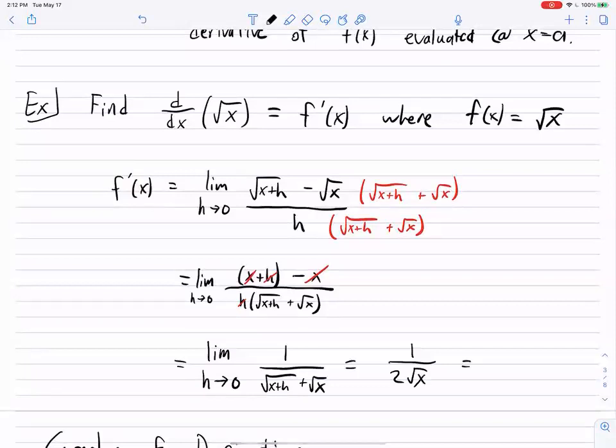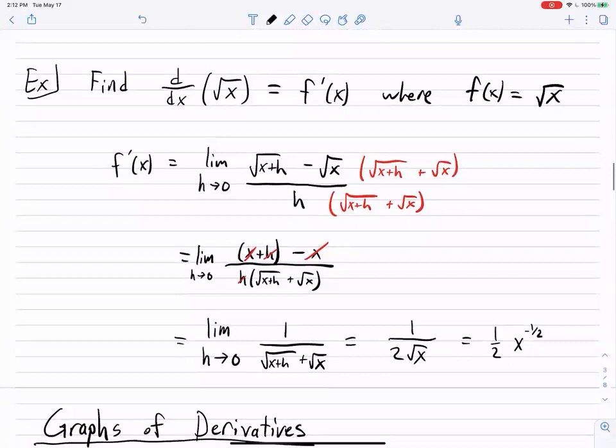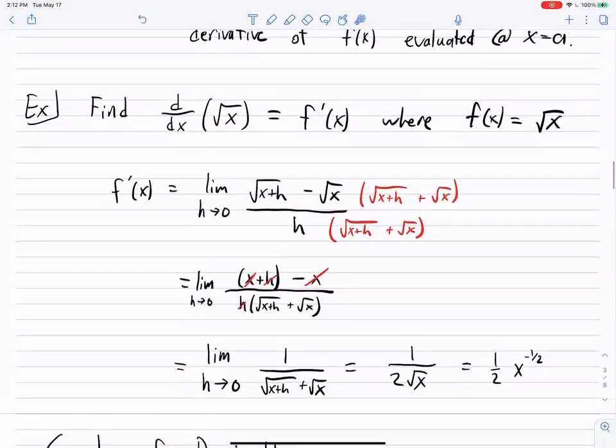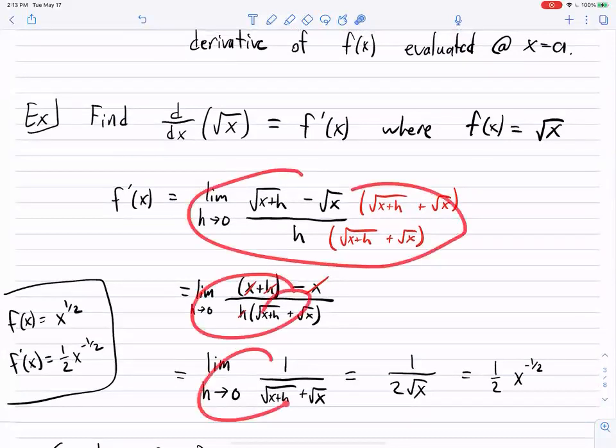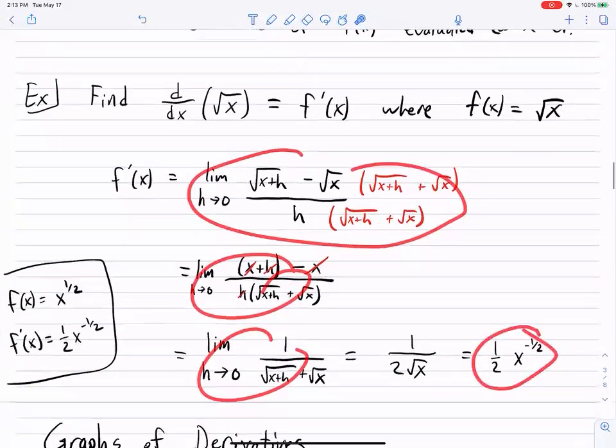Another way you could write this is 1/2 and then x to the negative 1/2 power. Those are all equivalent. And so that is the derivative. So the derivative of the square root function, maybe I'll write it over here. If f of x equals x to the 1/2, then the derivative function f prime of x is positive 1/2 x to the minus 1/2. So that's the rule we just got from this, and we derived it using the formula. And so that is how we get the derivative.